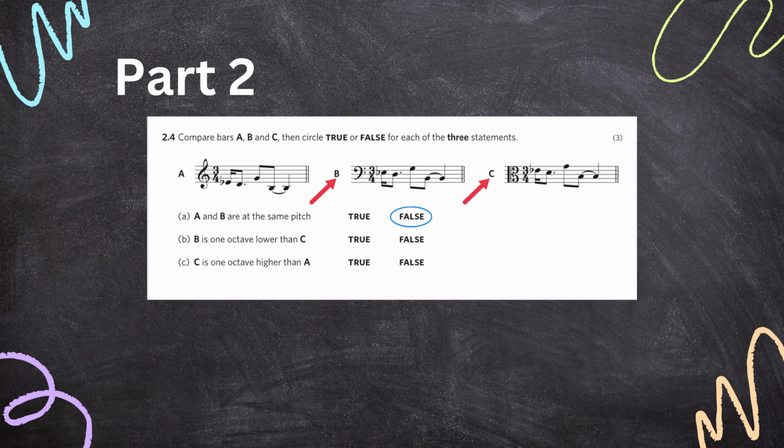The second question says B is 1 octave lower than C. Passage C is an alto clef. Remember that the third line is the middle C. Here, this E flat is the one that above middle C. Passage B start at the E flat below middle C. Therefore, B is 1 octave lower than C. The answer is true. The third question is, C is 1 octave higher than A, which is false because they are at the same pitch.